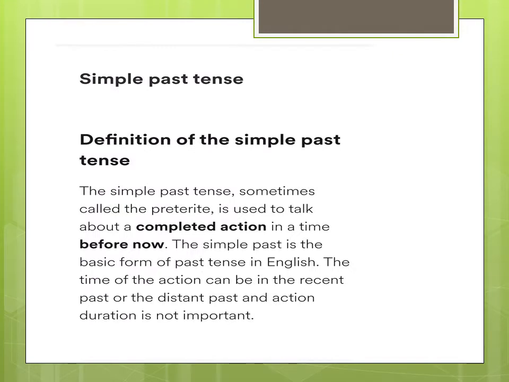The definition of the past simple tense: the simple past tense, sometimes called the preterite, is used to talk about the completed action, okay? And in a time before now. The simple past is the basic form of the past tense in English. The time of the action can be in the recent past or the distant past, and action duration isn't important, okay? So what is the meaning of the definition of the simple past tense? This is a completed action in a time before now.